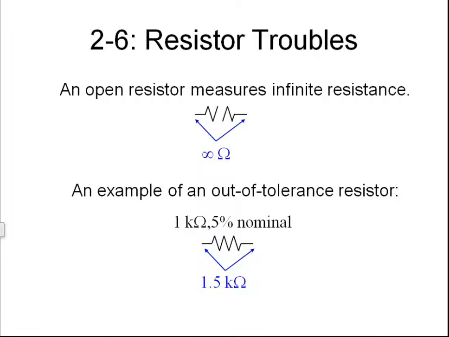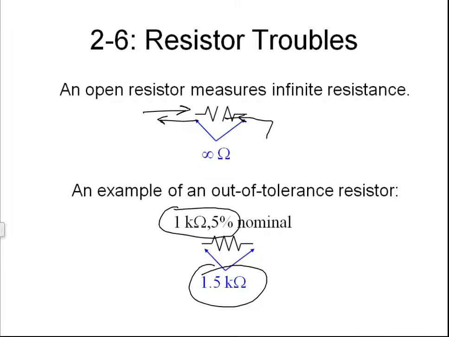Okay, open resistor, of course. We usually don't do a schematic of an open resistor, but that's an open resistor. You don't have a complete path for current to flow. Out of tolerance, well, you got a 1K resistor with a plus or minus 5%, and when you measure it, it's 1.5K. That's out of tolerance. So you've got too much resistance there.